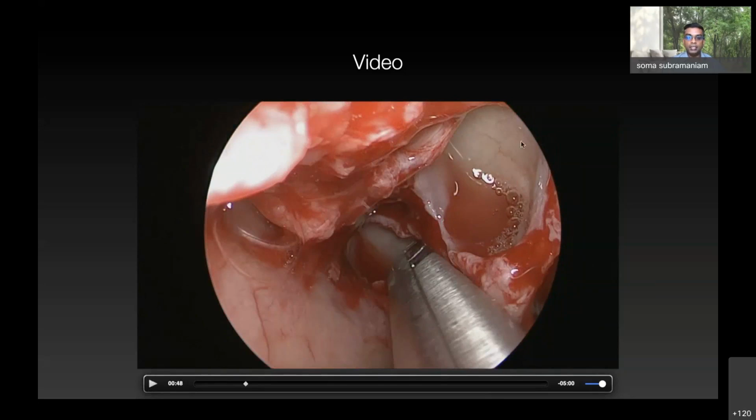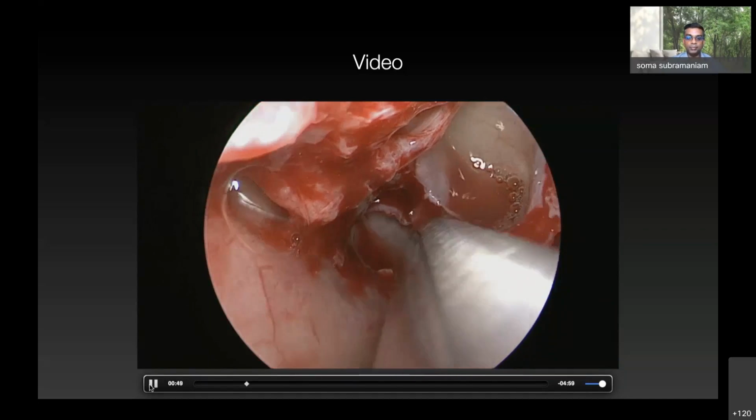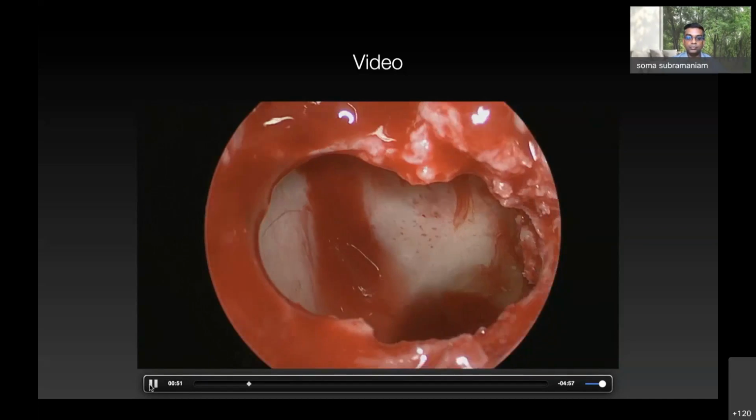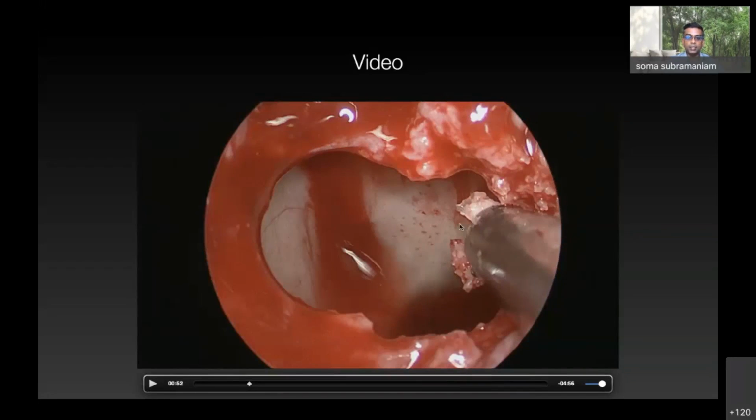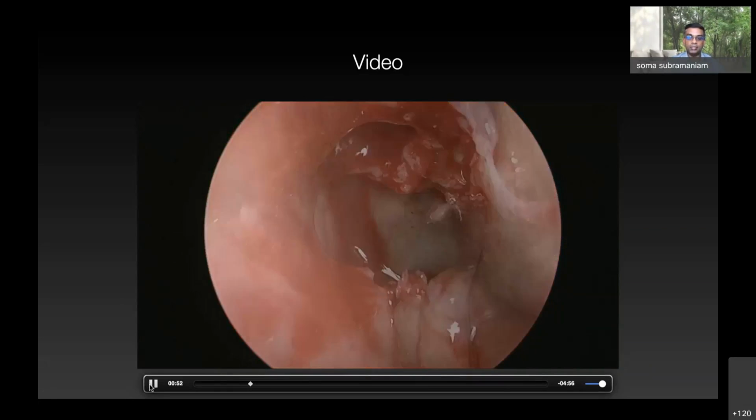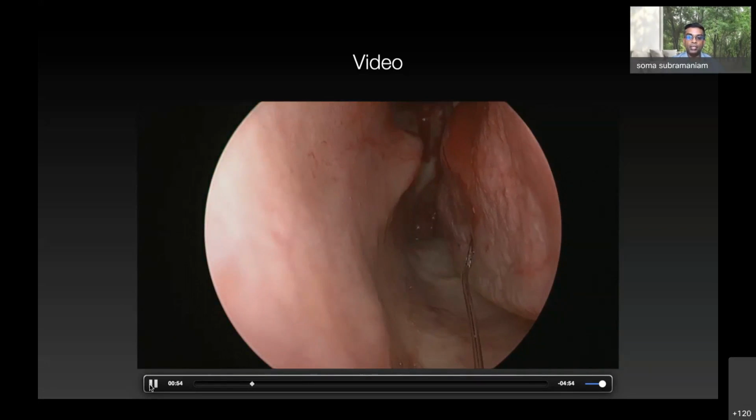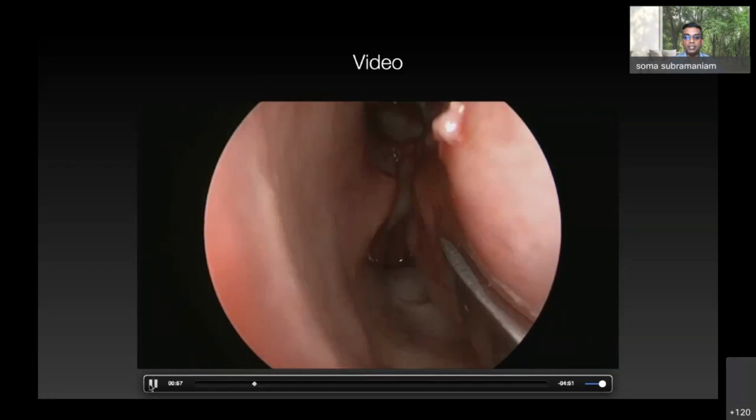So this again is the left maxillary sinus. This is the posterior wall of the maxillary sinus. And here I'm using a curette to remove some of that posterior wall and access the pterygopalatine fossa. This is the sphenoid sinus on the left side. And here I'm just widening it laterally into the lateral recess. Okay, so now we are creating a space.